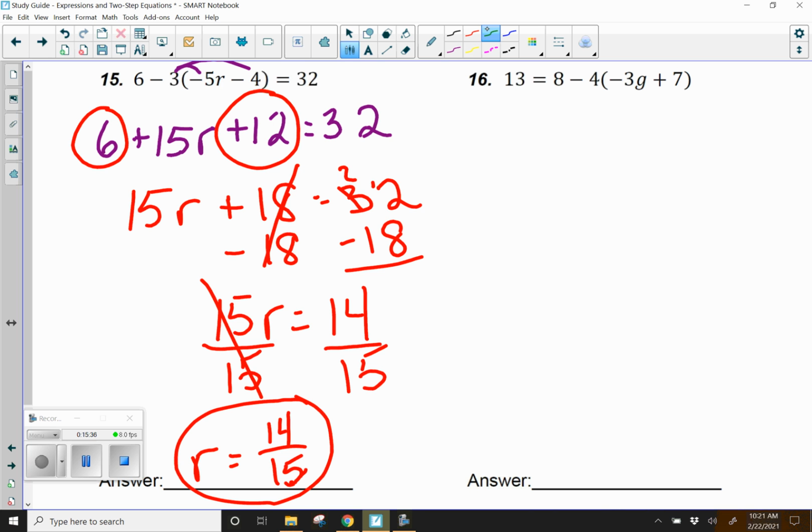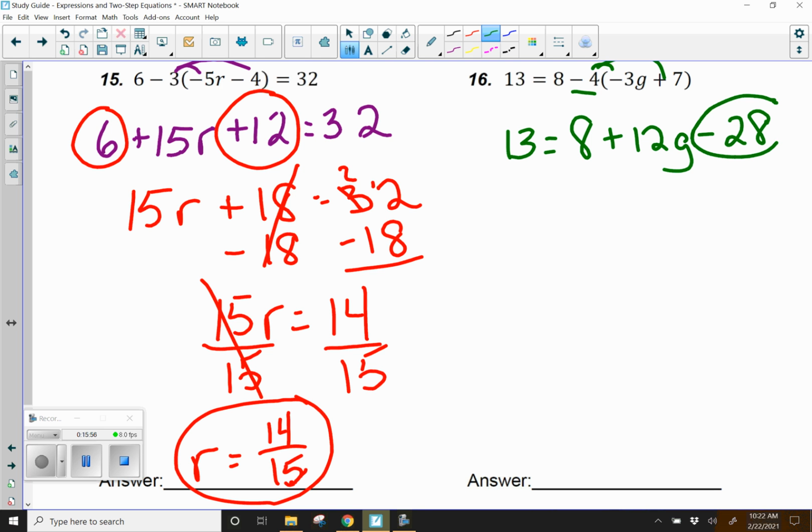Okay, let's take a look at number 16. We have a -4 in front that's getting distributed. So I'm just going to leave 13 equals 8 as is, and now let's start distributing. -4 times -3g is a positive 12g, and -4 times a positive 7 is -28.